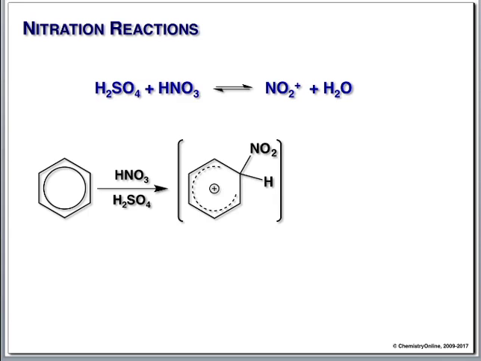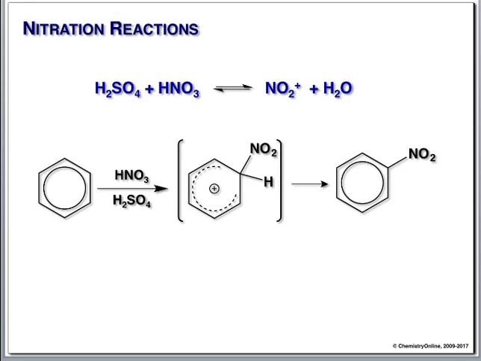Now, on exams, I will sometimes ask you for a mechanism. So if I did that in this case, I would give you these starting materials, and there would be two empty boxes. In this one, I would ask you to draw the structure of the electrophilic addition intermediate. And in this box over here, the structure of the final product. Again, for the structure of the electrophilic addition intermediate, you simply add the electrophile to the ring, leaving a positive charge.